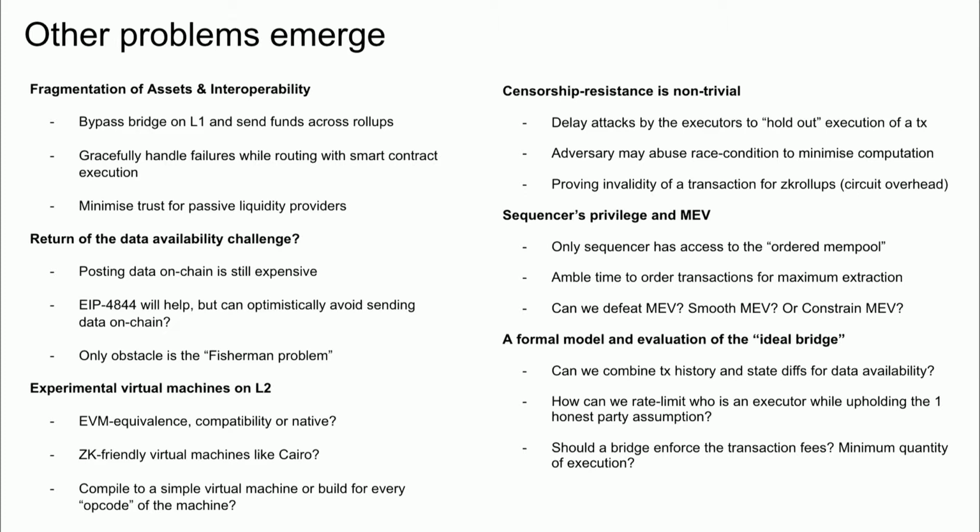I've already spoken about censorship resistance being non-trivial. MEV is obviously a big problem. The sequencer is the only party with the list of pending transactions. They hold on to these transactions for 10 minutes, 1 hour. They can extract as much MEV as they want.